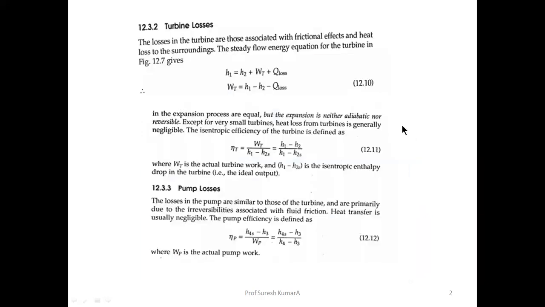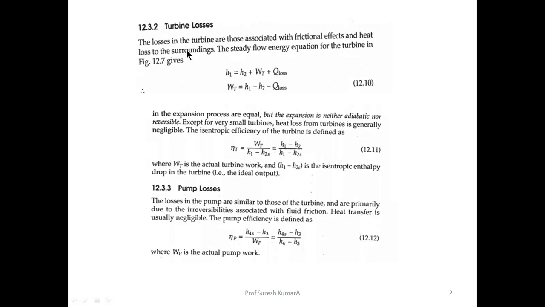See here, when I take the turbine work, the turbine work is given by H1 minus H2, right? Here, if I consider the losses, we need to subtract these losses from the turbine work. So when I apply the steady flow energy equation, the losses come into the picture. Q loss will come into the picture. So what are these turbine losses?